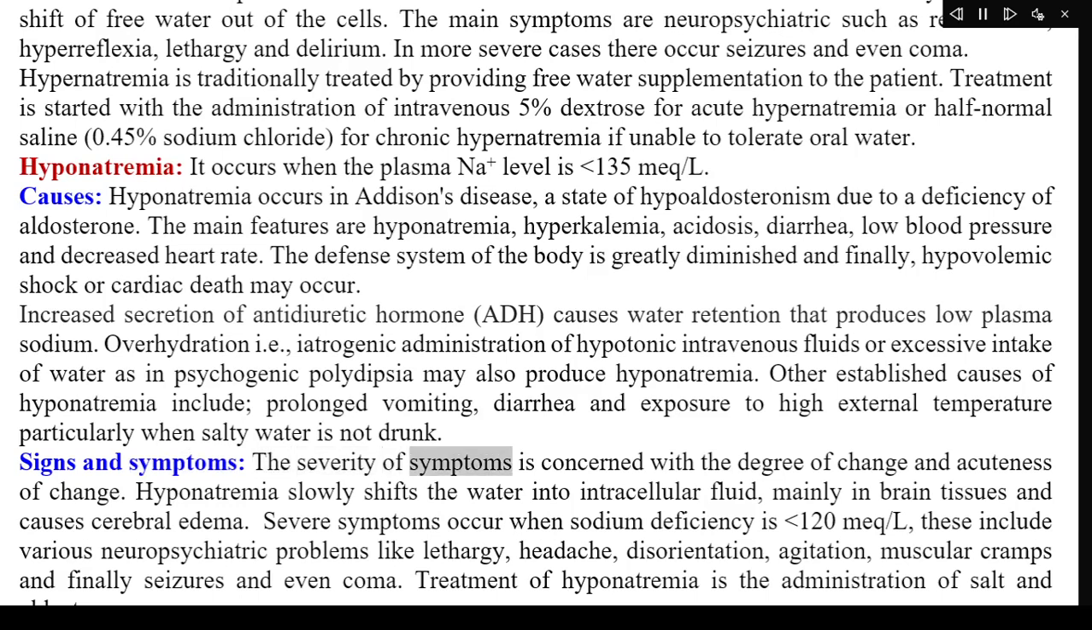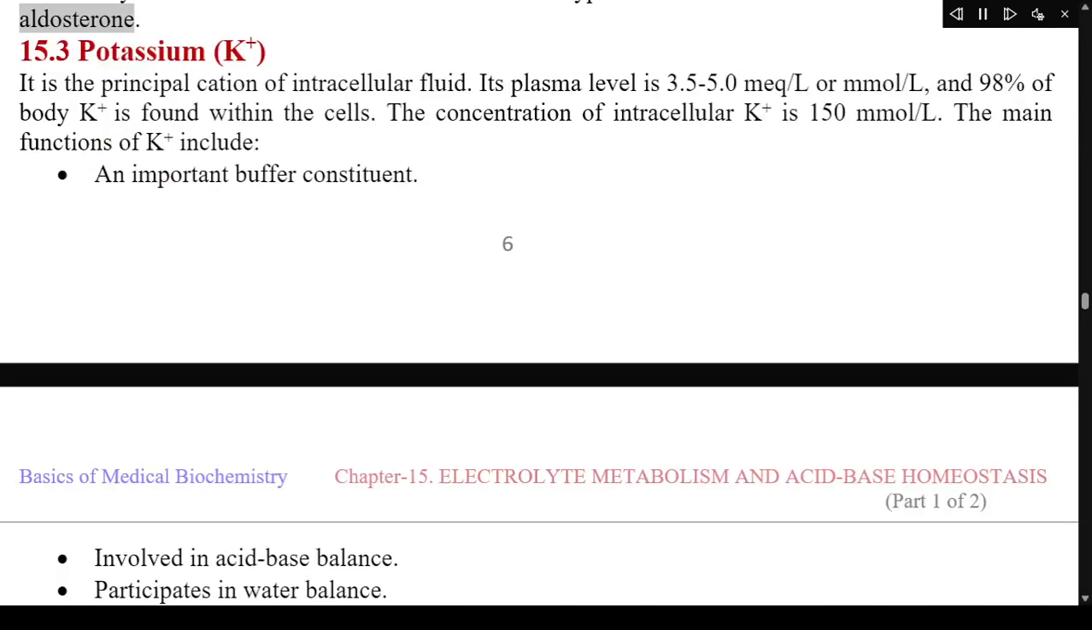Signs and symptoms. The severity of symptoms is concerned with the degree of change and acuteness of change. Hyponatremia slowly shifts the water into intracellular fluid, mainly in brain tissues, and causes cerebral edema. Severe symptoms occur when sodium level falls to 120 milliequivalent/L. These include various neuropsychiatric problems like lethargy, headache, disorientation, agitation, muscular cramps, and finally seizures and even coma. Treatment of hyponatremia is the administration of salt and aldosterone.